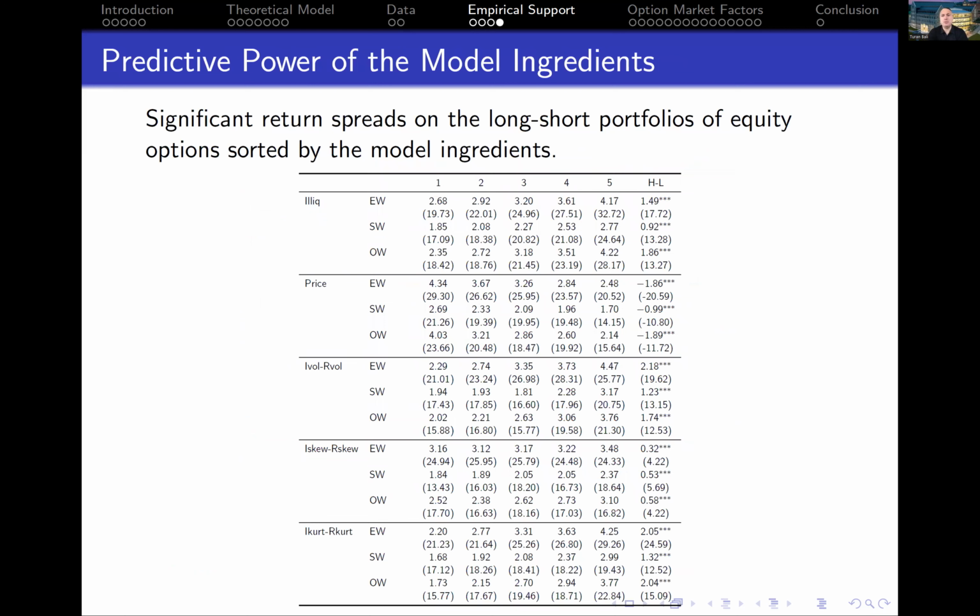Now, the next step is to empirically justify the model's ingredients: whether the 5 characteristics that we picked based on the model actually predict future option returns, right? So these are standard portfolio sorts.